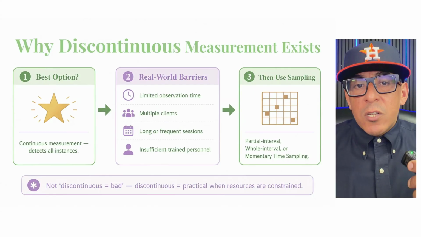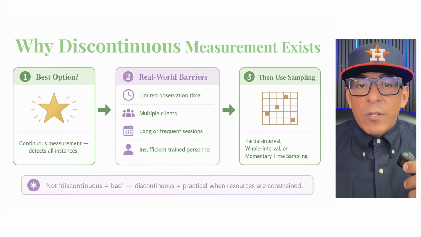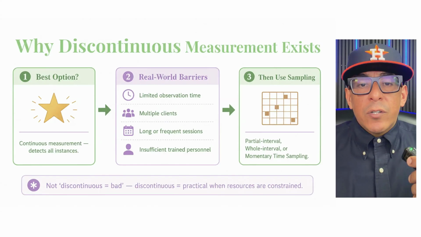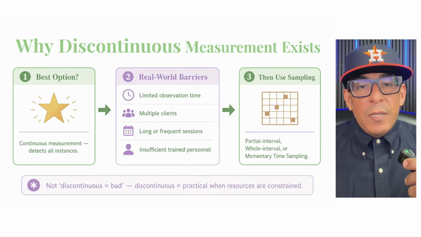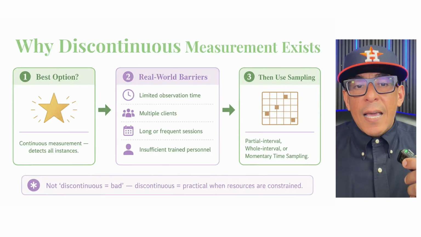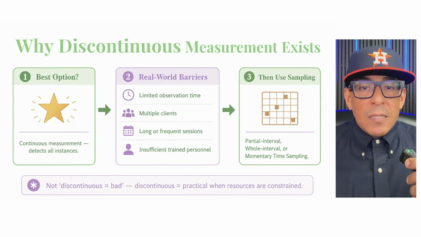Although continuous measurement is the gold standard, it is not always feasible in applied settings. Continuous measurement may be prohibited by the nature of the target behavior being measured. It may also be limited by the number of participants or clients whose behavior must be measured. The number, duration, and scheduling of observation periods can also make continuous measurement difficult. The availability of trained personnel can also limit whether continuous measurement is possible.